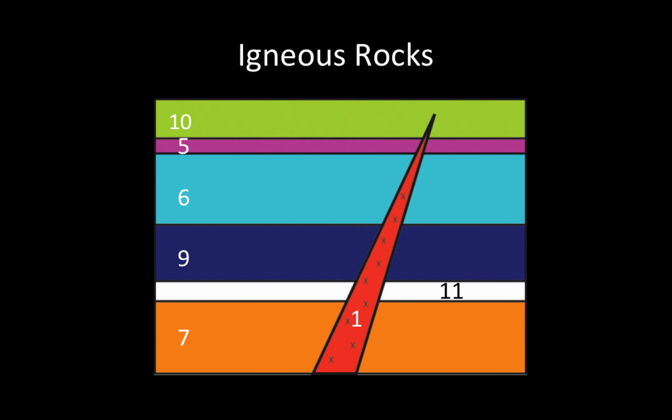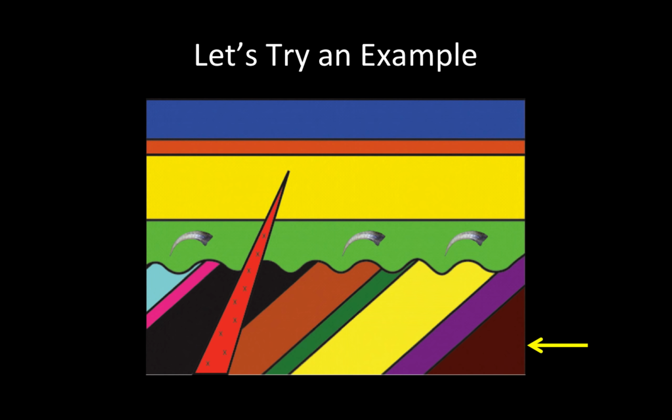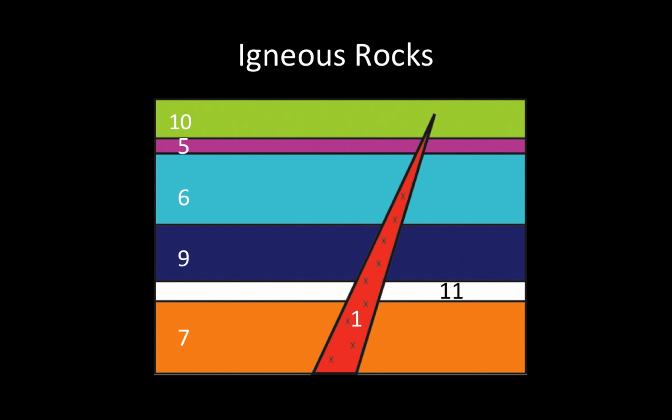So let's take a look at this. Number one, that triangular piece here with the axes all over it, that represents an igneous rock. So what is the order in which this happened? Well, 7 is on the bottom, then we have 11, 9, 6, 5, 10, and then 1. Why is 1 last? The principle of cross-cutting relationships. 1 cuts across all of those. A lot of the time igneous rocks will be represented with little axes on them. The rest are sedimentary rocks. That's just a symbol we would use to represent it.